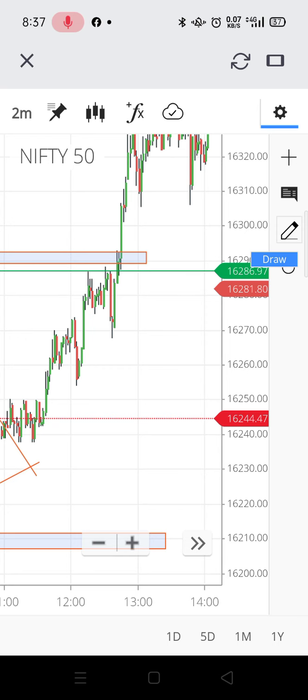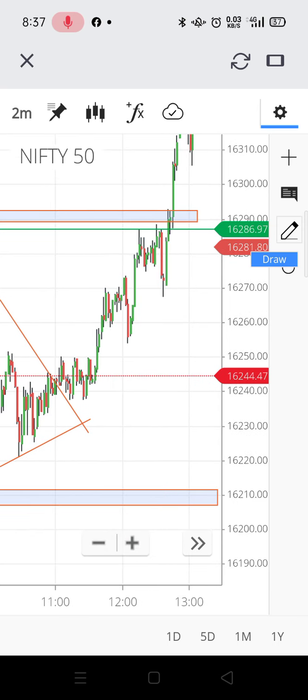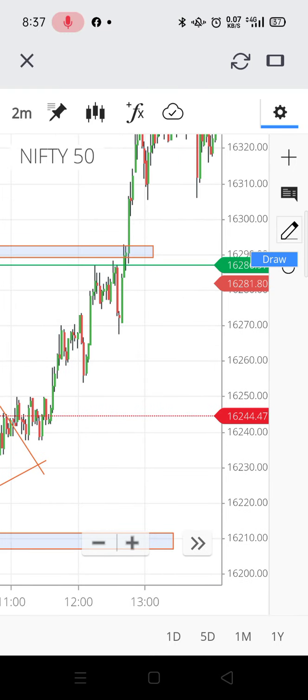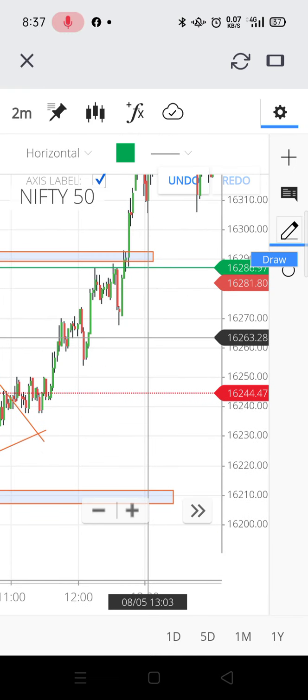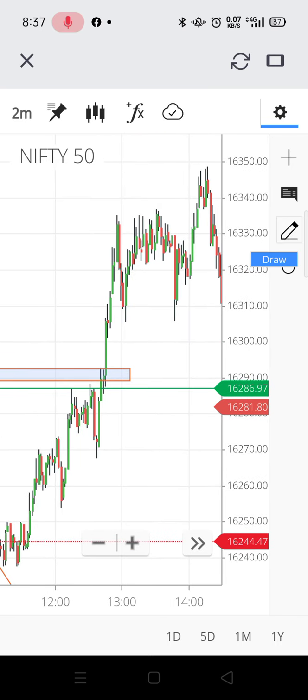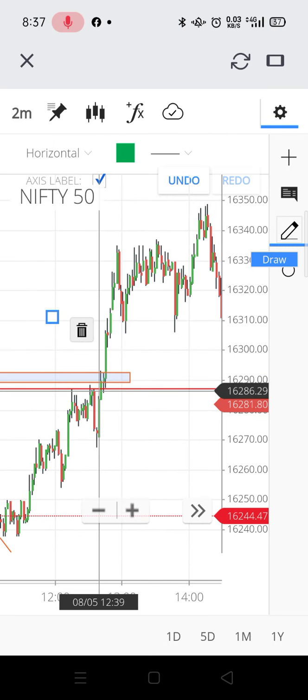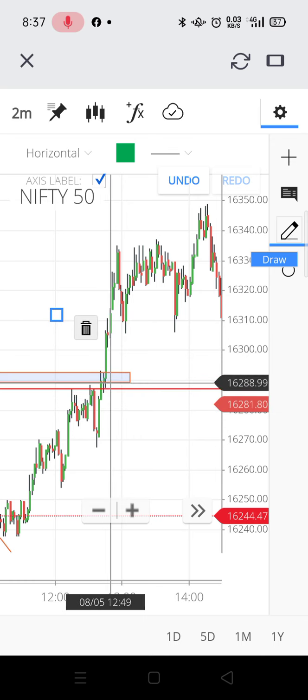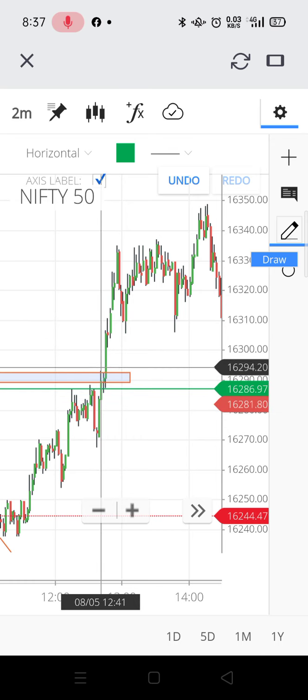Why did I book 50% of my profit? Because I was convinced that the resistance zone would break, and so did the market. You will tell me, sir, how would you know that the market is going to break the zone? Let me tell you, it all comes with experience. I have been in the markets for the last 10 years, so it will come to you with experience. Then I was hoping that the market would break the resistance zone, and so did the market.